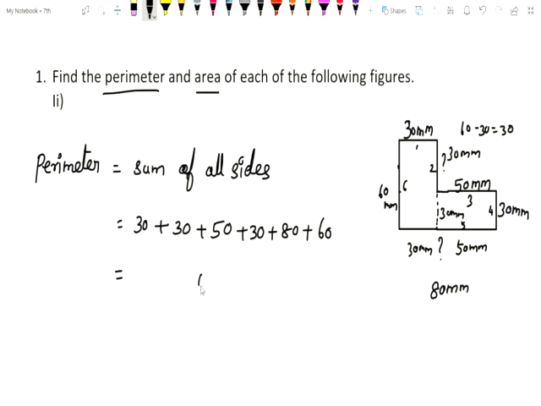Unit digit is 0, so put it 0. 6 plus 8, 14. 14 plus 3, 17. 17 plus 5, 22. 22 plus 3, 25. 25 plus 3, 28. So 280 millimeter. So this is the perimeter of the figure.